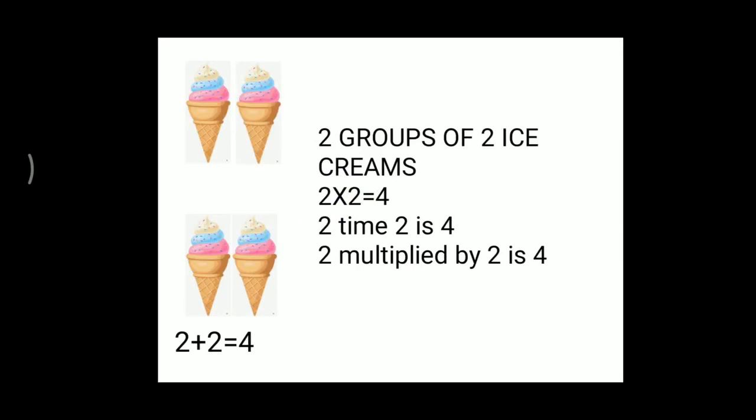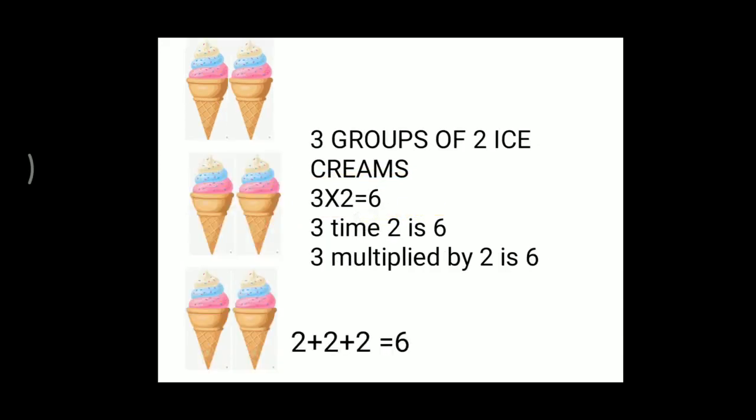Now, here we see two groups of two ice creams, which means the total number of ice creams is 2 plus 2 is equal to 4. We can also say 2 times 2 is 4, or 2 multiplied by 2 is 4, and it will be written as 2 multiplied by 2 is 4.